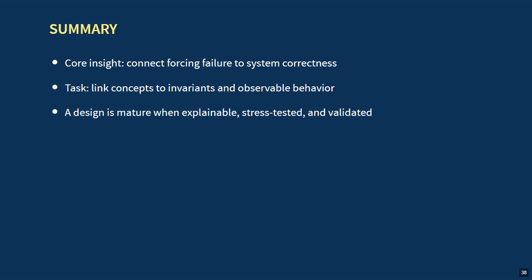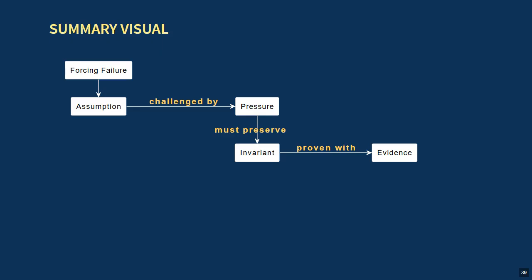To conclude, the central insight here is that forcing failure is not a mere concept, but a vital aspect of ensuring system correctness. So it ties back to making our systems resilient? Exactly. The real engineering challenge lies in connecting the idea of failure to actionable invariants, observable behaviors, and defensible trade-offs. This summary diagram reinforces the lecture's main reasoning chain: identify the assumption, apply pressure, preserve the invariant, and support the conclusion with observable evidence.